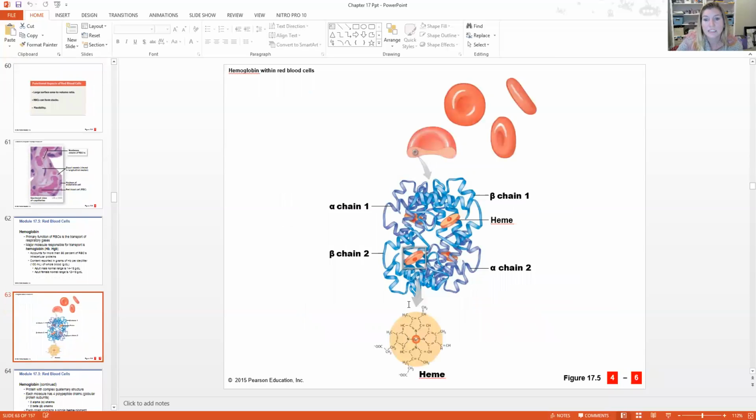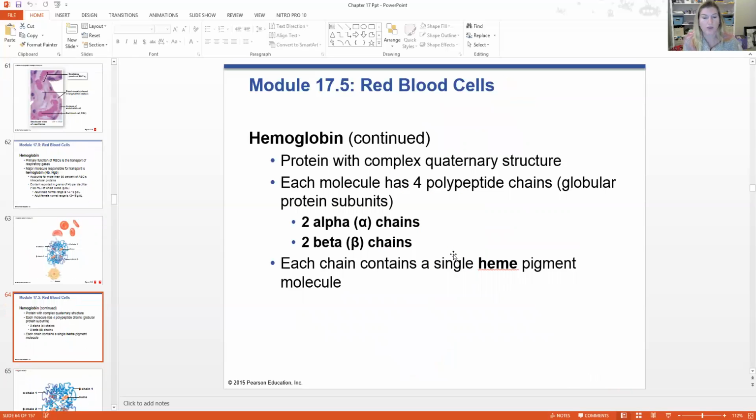So there you see it. This is what my model looked like. I actually had a pipe cleaner that was all combobulated around each other, kind of like this picture. And I had some little beads on there to represent the heme. So the heme is our functional binding unit that contains iron. And we're going to start talking about that right now, actually.